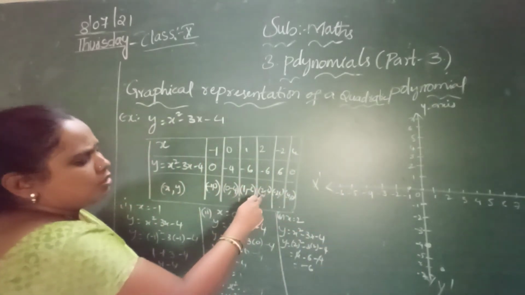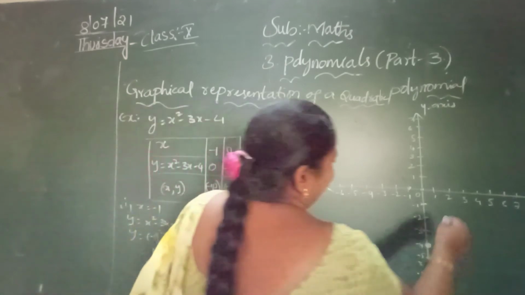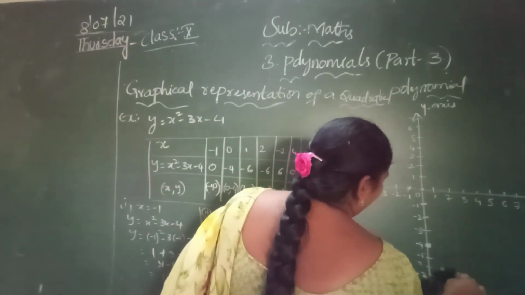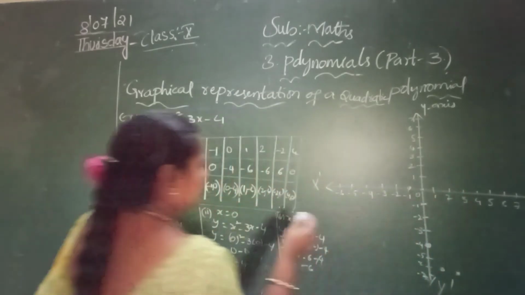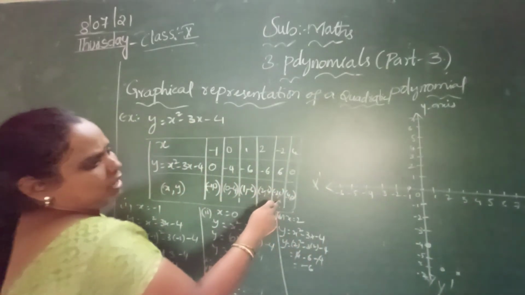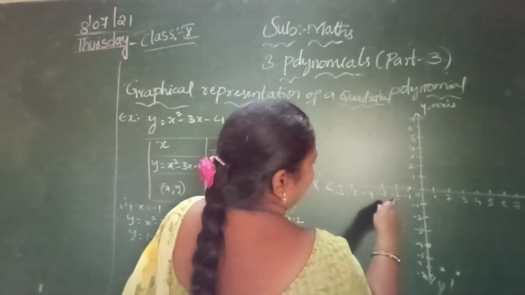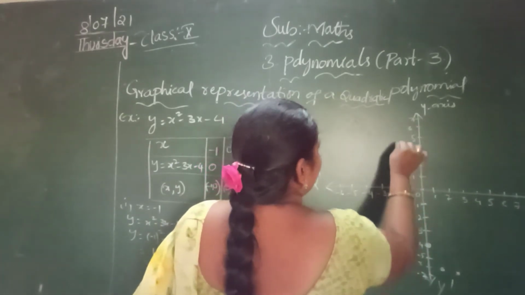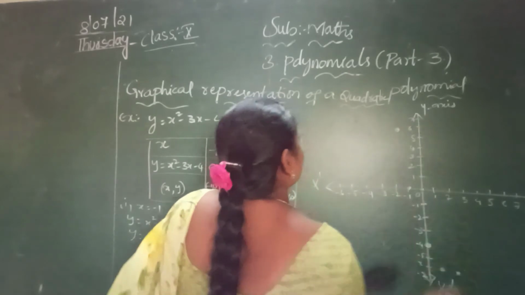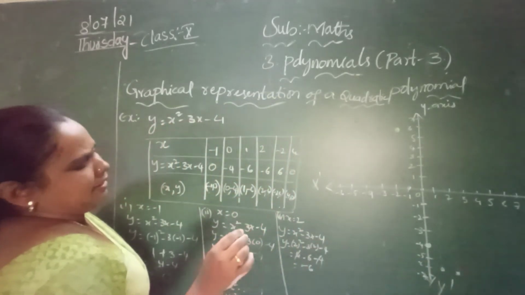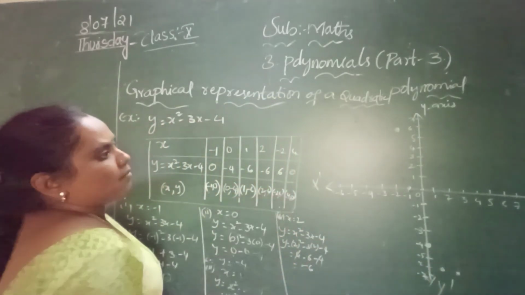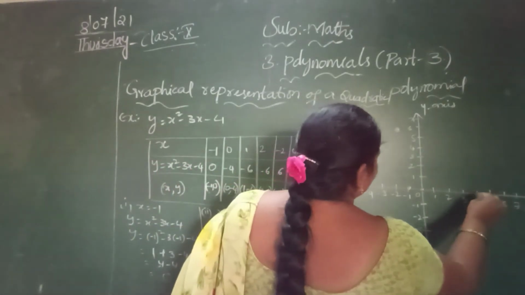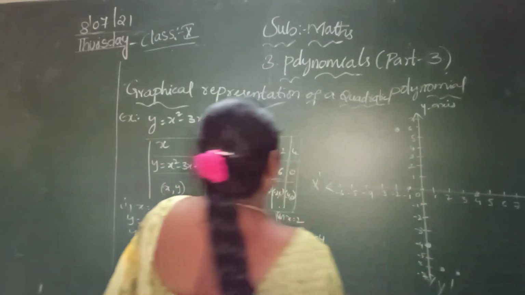Later on 2 comma minus 6. X is 2, y is again minus 6. So plot it. Next minus 2 comma 6. X is minus 2, y is 6. So go to this right and plot here. Minus 2 comma 6. Next 4 comma 0. X is 4, y is 0. So this is 4 comma 0.